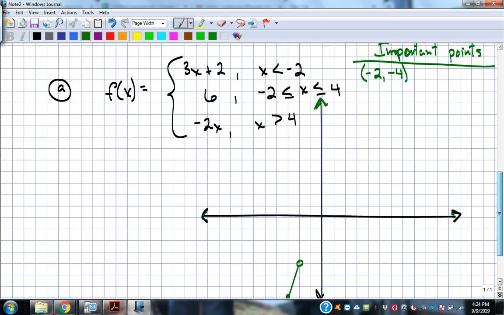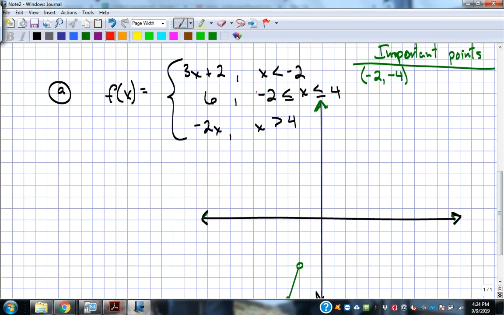The second piece, part B, has 2 x values that are important, -2 and +4. So it has 2 ordered pairs that are important. One of them is at -2, and then the equation says that y equals 6 no matter what, because there's no x to plug into, right? So no matter what these x values are here, y is going to be 6. So the ordered pair is going to be (-2, 6). And then the other ordered pair would be (4, 6).